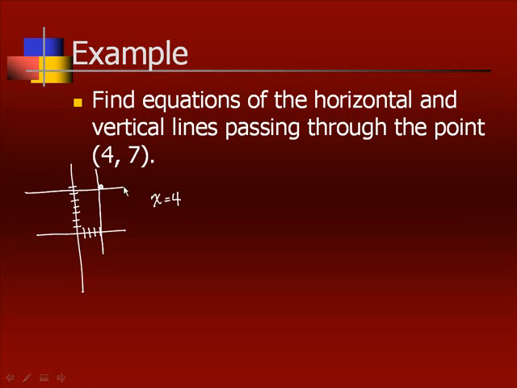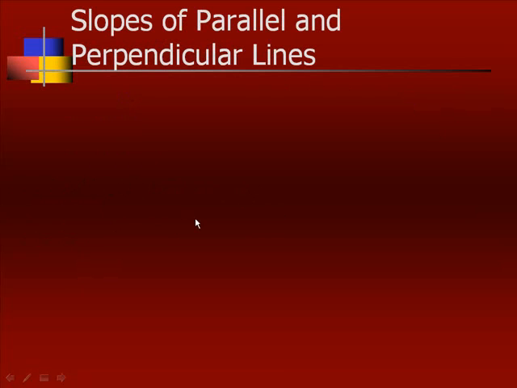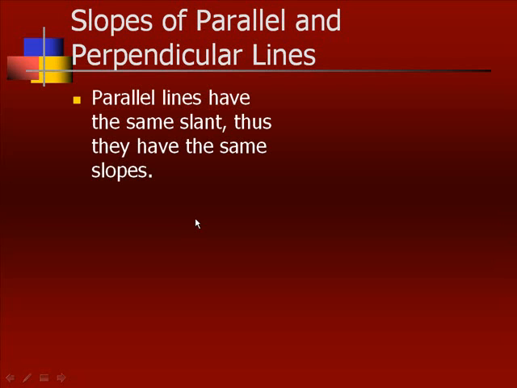A horizontal line would be this line right through here, and if you'll notice, every point on that line has a y value of 7, so that would be that equation. So there's your horizontal line, there's your vertical line. Now, slopes for parallel lines and perpendicular lines.